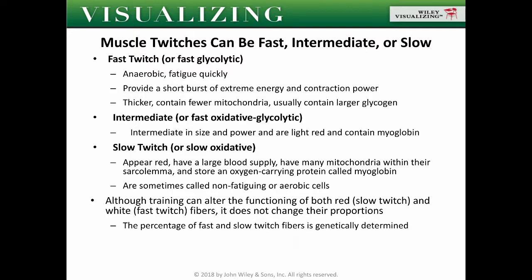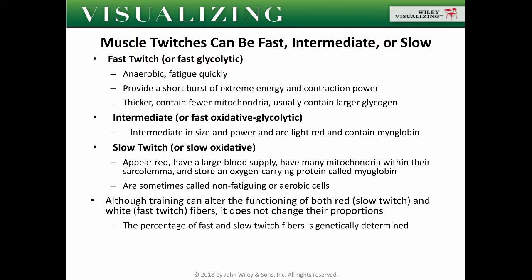And then we have the intermediate, or the fast oxidative glycolytic fibers. They are intermediate in size and power and are light red, and they contain myoglobin. Myoglobin is the protein molecule that stores oxygen in the muscles. So when your muscles require a large amount of oxygen immediately, myoglobin can provide that oxygen because it is used to store the oxygen.